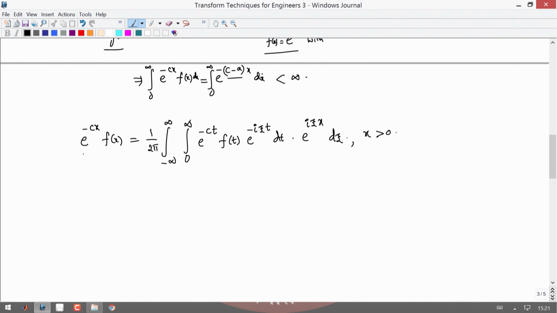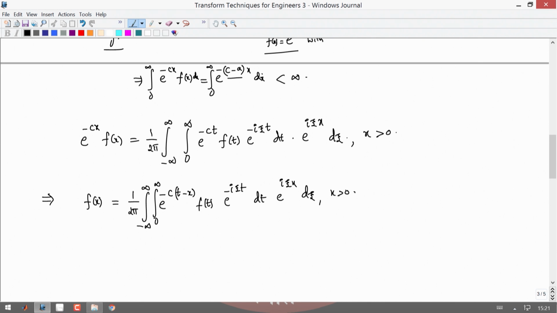So, you take this, this implies you can rewrite this as f(x). Take this exponential to the other side to see that, minus infinity to infinity, e power minus c(t minus x). Okay. So, I bring this to the other side, f(t), of course, you have 0 to infinity f(t) e power minus i xi t dt into e power i xi x d xi, for x positive. So, this is what you have.